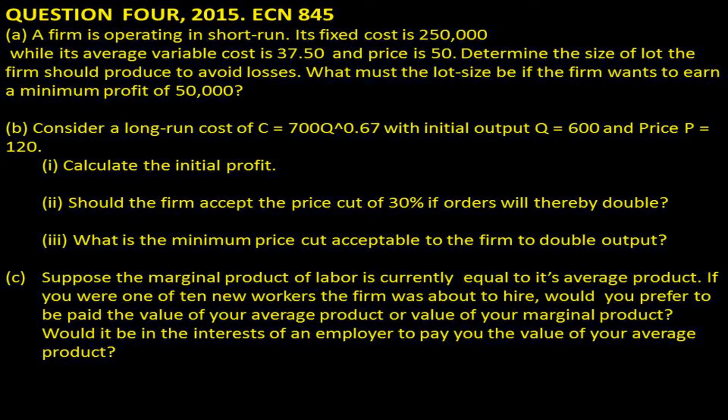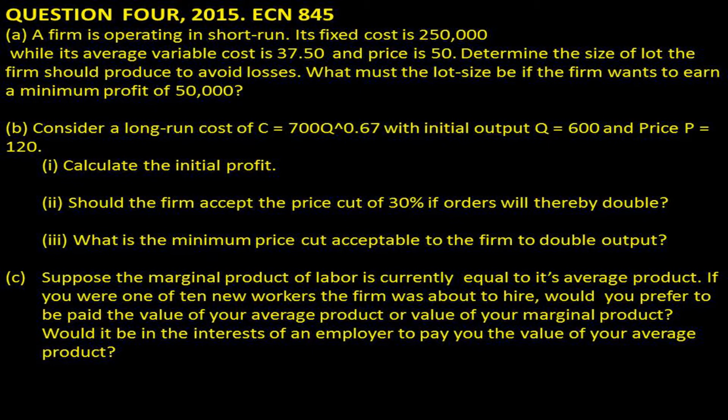Consider a long-run cost function. C equals 700 Q raised to power 0.67 with initial output Q naught equal 600 and price P naught equals 120. 1. Calculate the initial profit. 2. Should the firm accept the price cut of 30% if orders were thereby doubled? 3. What is the minimum price cut acceptable to the firm to double output?